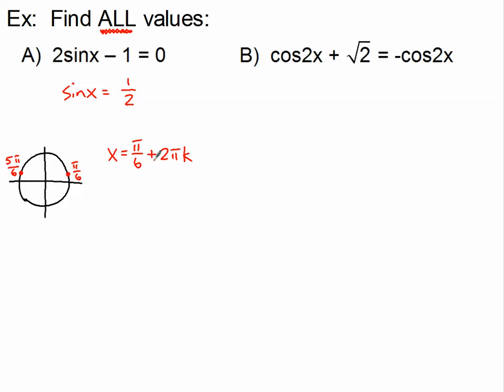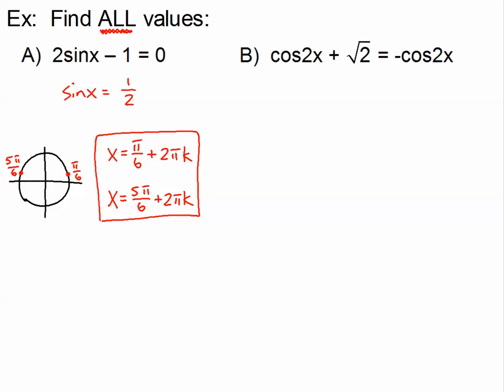If k is 0, then I'm talking about the original pi over 6. If k is 1, then I'm talking about wrapping around the circle one more time. Or if k is -1, then I'm wrapping around the circle in the negative direction. The other answer is 5 pi over 6. And of course, I can continue to add 2 pi to that as long as I want to. So I'm going to add 2 pi k to that. So those are my answers for my first one.